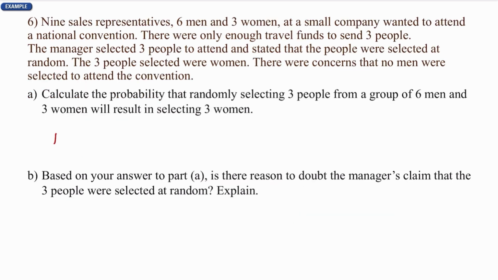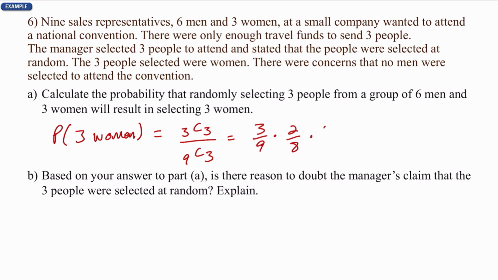So for this one, we want to write the probability that we're getting all 3 of the people that are going to be women. So we can do a combination again. So of the 3 women that are sales representatives, we're going to choose all 3 of them. You'll probably figure out there's really only one way for that to happen. Divided by the number, your sample space there, which would be the 9 people that are sales representatives, C3. So that's going to work out to be, this actually works out also to say 3 out of 9 times 2 out of 8 times 1 out of 7. Works out the same way, and that gives you about 0.0119.